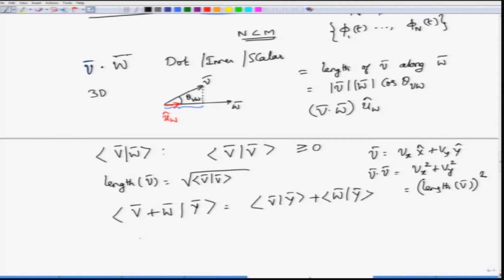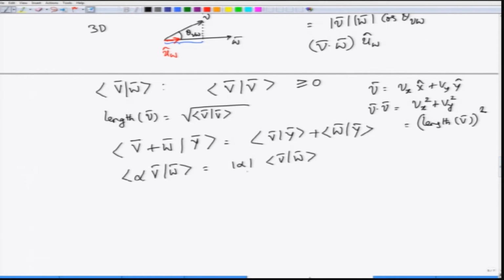Another criterion for me would be, if I take the scaled vector and then take the inner product, this should be equal to magnitude of alpha times <V, W>, right. The inner product of a scaled vector with the vector W will be magnitude of alpha times <V, W>. I am using this magnitude because this alpha could be real or complex, okay. So this would be the notation.